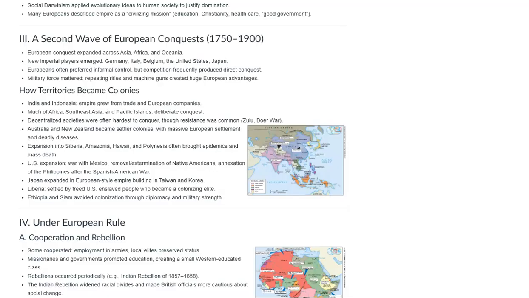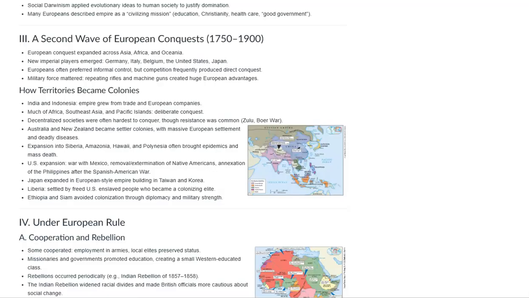So over the 19th century, European firepower grew dramatically. War after war, European powers usually won. But colonies were created in different ways. In India and Indonesia, empire grew through interaction with European trading companies. In much of Africa, Southeast Asia, and the Pacific Islands, it came through deliberate conquest. Some decentralized African societies were hard to conquer, not because they were weak, but because they lacked a centralized government that could be defeated easily. And there was resistance: the Zulu and the Boer War in South Africa. In the Pacific, competition among Britain, France, Germany, the Dutch, and the Americans drew in other powers too.